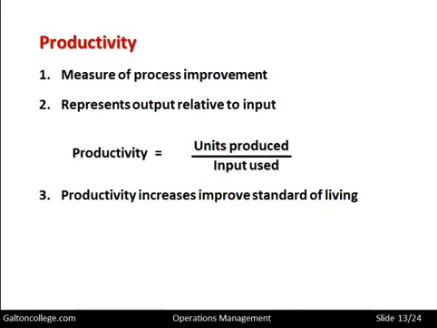So productivity increases tend to improve our standard of living. More productivity means we get more output for a given input. Well, that's a higher standard of living. We have improved our production process, so we're getting more output for the same inputs. That's an increase in productivity.